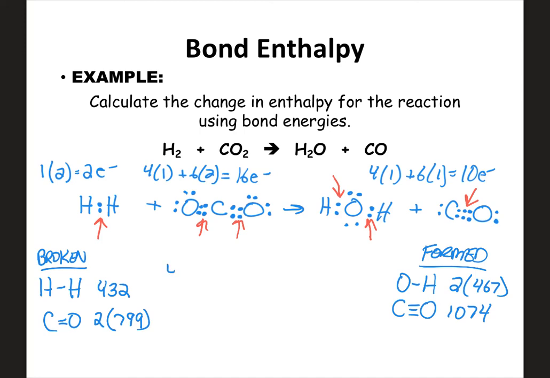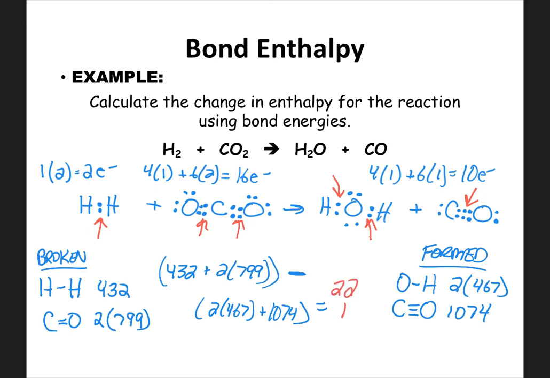So it's going to be 432, plus 2 times 799. Again, watch your parentheses here. You're totaling up all the broken, and then you're going to subtract from all of the formed added up. So it's going to be 2 times 467 plus the 1074. All the broken minus all the formed. And when you do your math, if you're careful with your parentheses, it should come out to be 22 kilojoules. Remember, you need units of kilojoules for these.